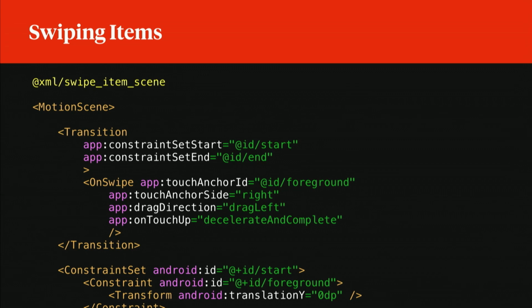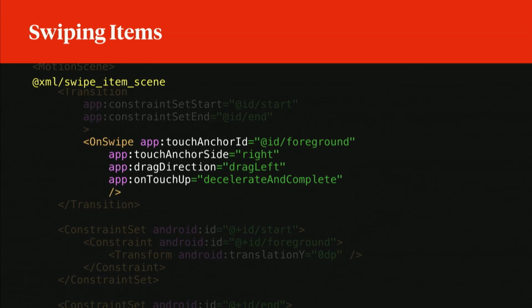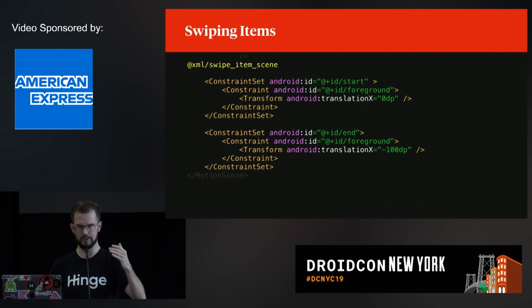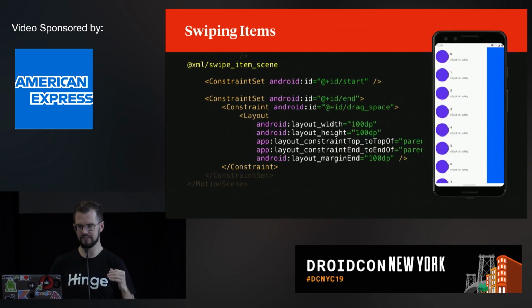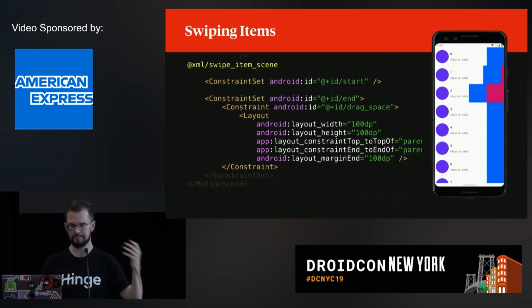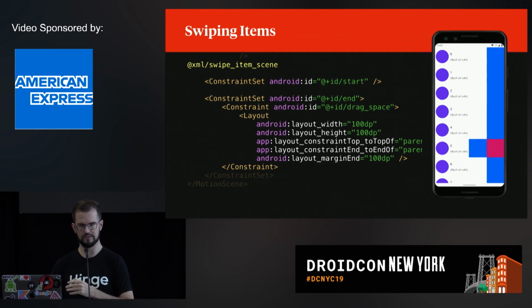So actually, how to write this in a motion scene file, we're going to first look at the on swipe. Normally we would write it this way, the wrong way, with a foreground. We're going to do it the right way where we just change the touch anchor to drag space. Next up is the two constraint sets, the start and end, which is pretty simple. Normally we might write this the wrong way with translation x from 0 and then -100 dp. Instead, what we're going to do is write a constraint set that has nothing in it because it just gets all of its layout attributes from the layout and constraints. And then the end constraint is going to have some layout sub-element constraints where it specifies a margin change.